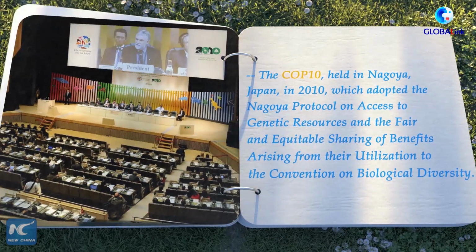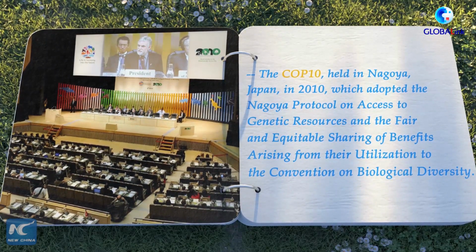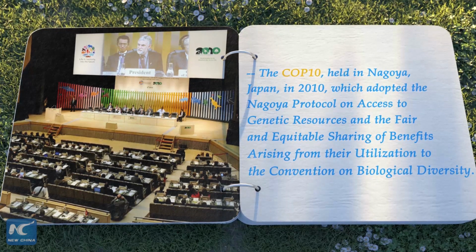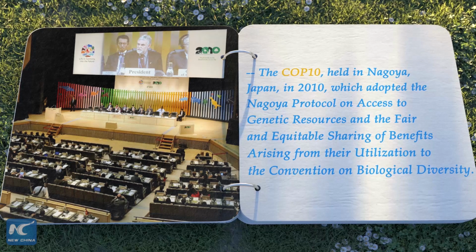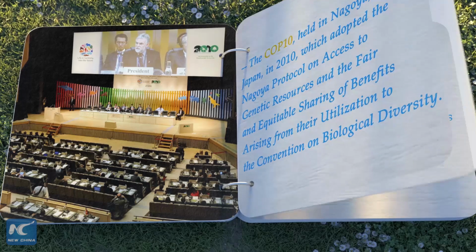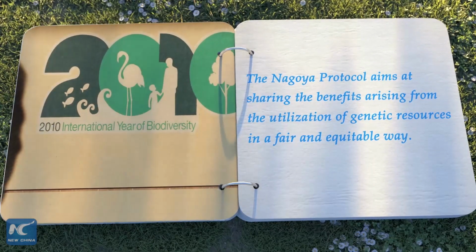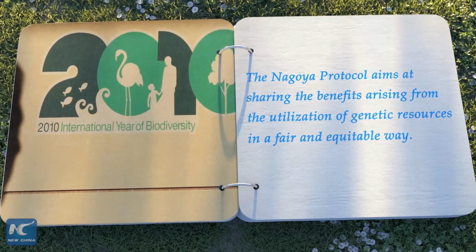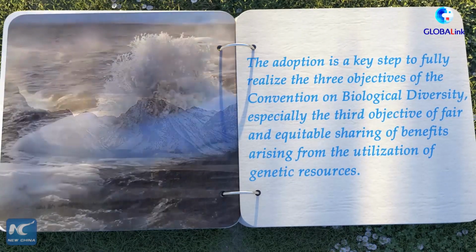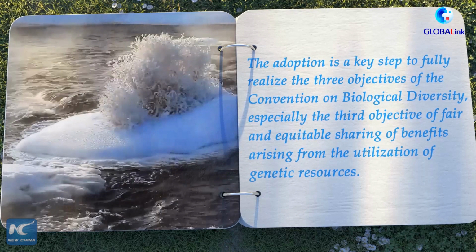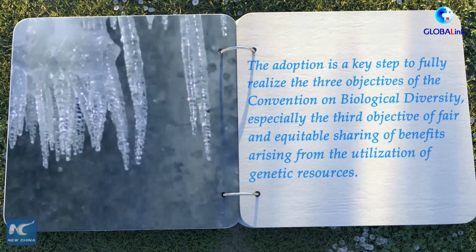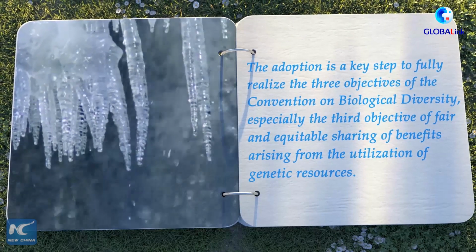The COP10, held in Nagoya, Japan, in 2010, which adopted the Nagoya Protocol on access to genetic resources and the fair and equitable sharing of benefits arising from their utilization to the Convention on Biological Diversity. The Nagoya Protocol aims at sharing the benefits arising from the utilization of genetic resources in a fair and equitable way. The adoption is a key step to fully realize the 3 objectives of the Convention on Biological Diversity, especially the third objective of fair and equitable sharing of benefits arising from the utilization of genetic resources.